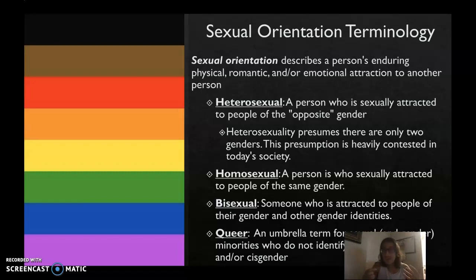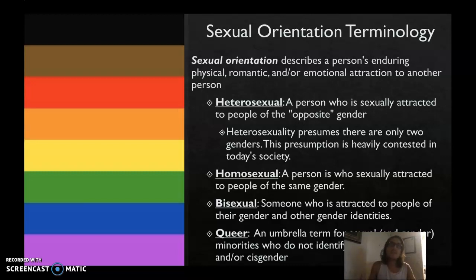And lastly, queer is a term that some of you may kind of shudder when you hear, because for a long time it was a negative slur used against the LGBT plus community. However, the LGBT plus community has really reclaimed this term recently, and it's used now as kind of an umbrella term for sexual and gender minorities who do not identify as heterosexual and or cisgender.